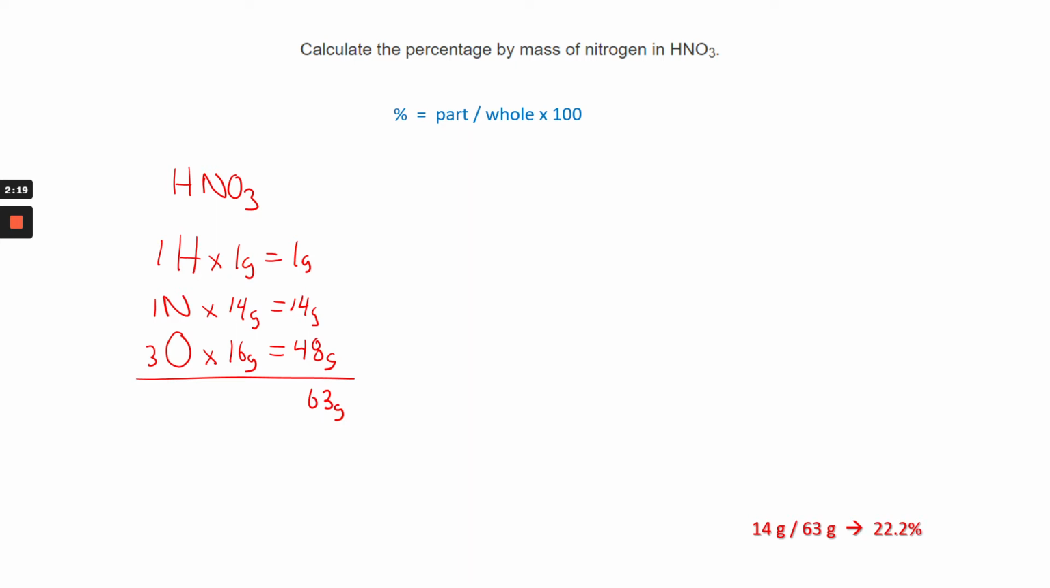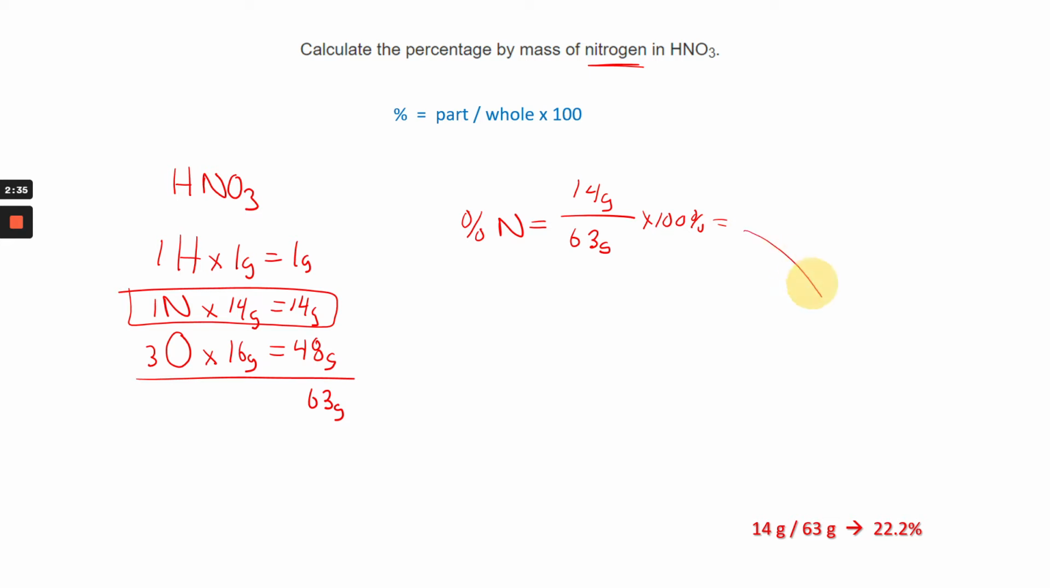But the question says, what is the percent nitrogen? So the percent nitrogen is the part that's nitrogen, right there. 14 grams divided by the whole of 63 grams times 100, add your percent sign, and that will equal 22.2% nitrogen. All right, 2 down, 6 to go.